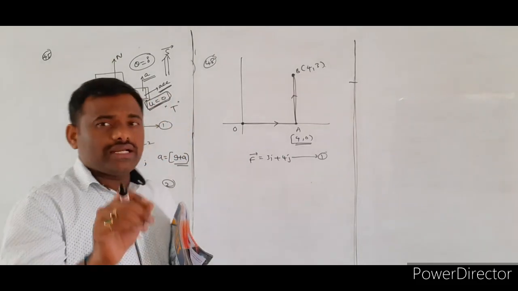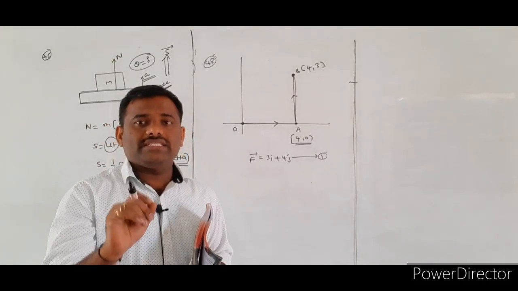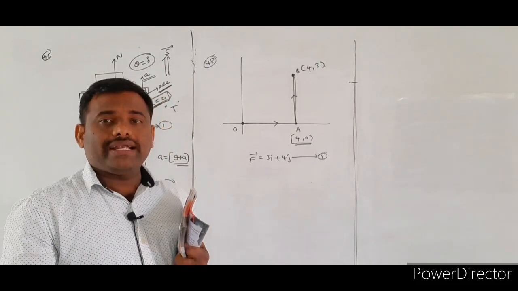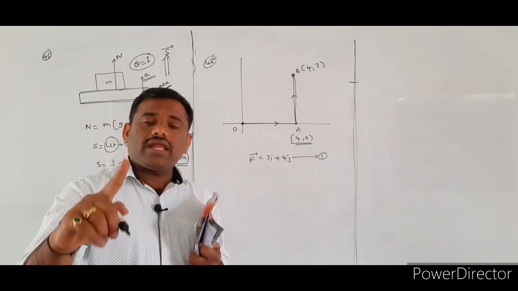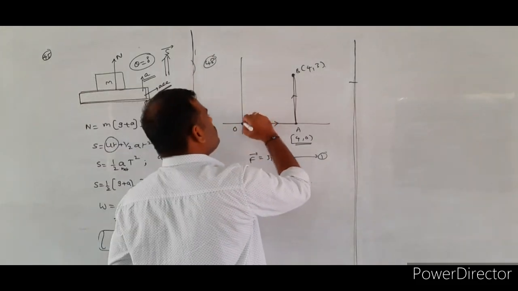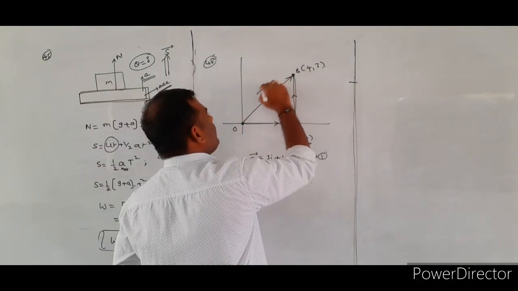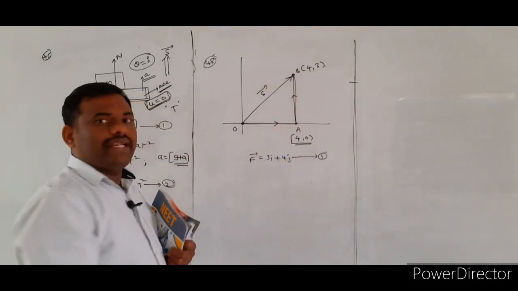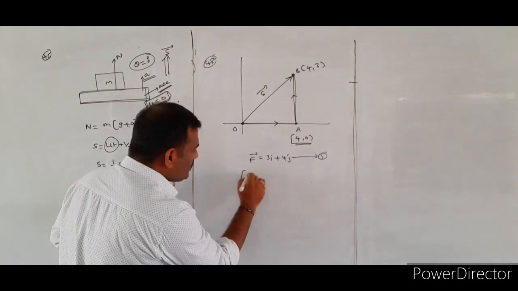So here work done is equal to what? Force into displacement. So what is the displacement of the particle? The displacement vector is always drawn from where to where? From the initial position to the final position. That is what gives the displacement vector. So what are the initial coordinates?